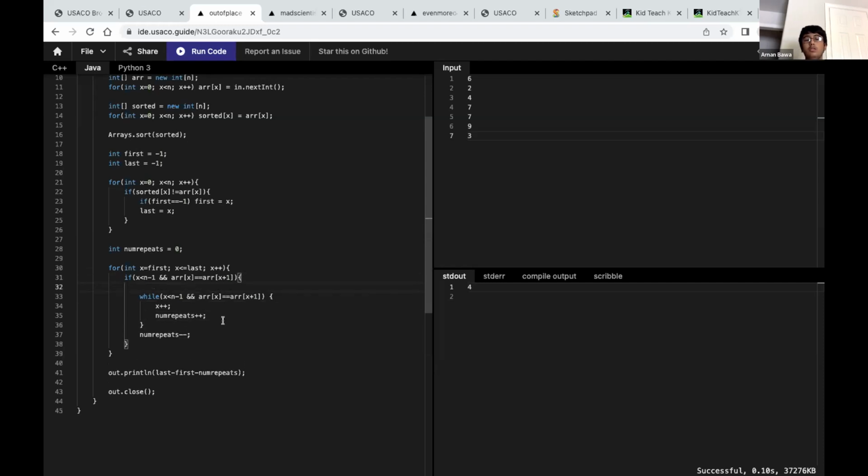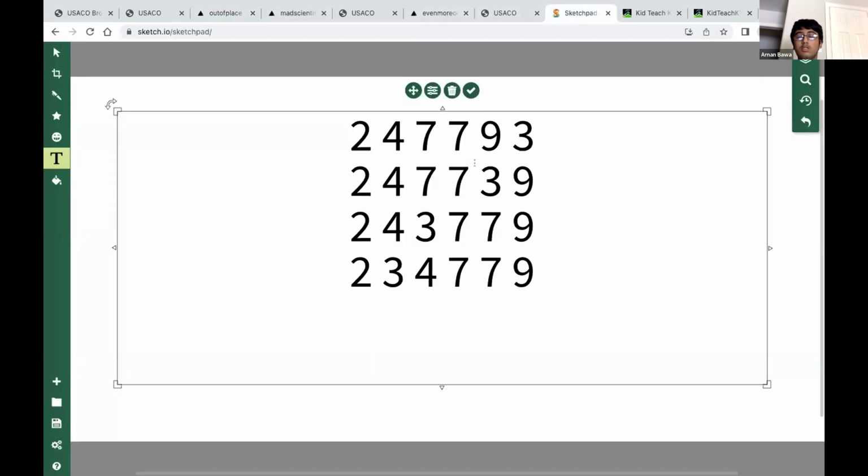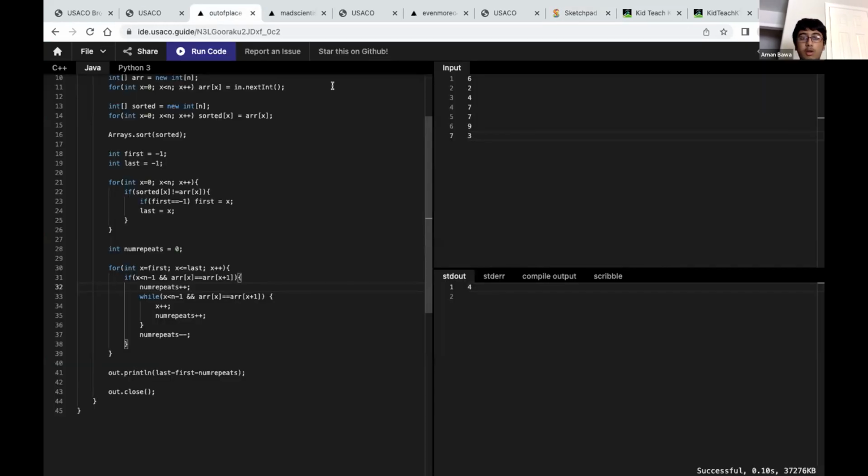When you're initially doing this, you're also going to have num repeats plus plus, because at this point num repeats is going to be 0. And then once I increase it one more time, num repeats is going to be 1. So basically, when I'm going from first to last, I'm counting num repeats. If this thing is repeated, I'm going to have num repeats equal to 1. And then once I go to my next element in the array, num repeats is going to be 2. So that must be the problem here. Let's try that out.